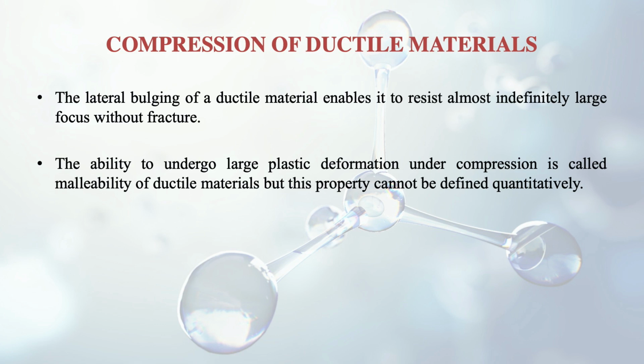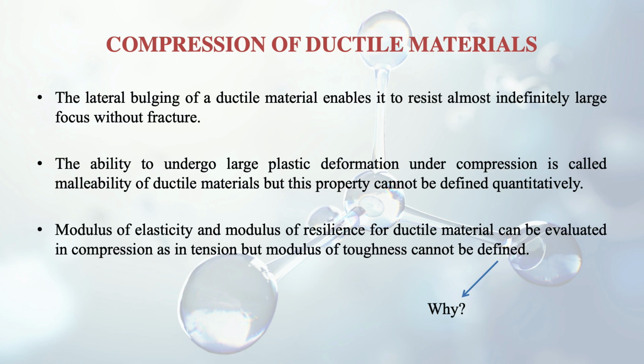The ability to undergo large plastic deformation under compression is called malleability of ductile materials, but this property cannot be defined quantitatively. As such, one qualitative definition says that malleability is when the material can be turned into sheets. You may have seen somewhere, in a steel plant or elsewhere, sheets of certain kinds of steel. Such sheets can be made only when the material is malleable.